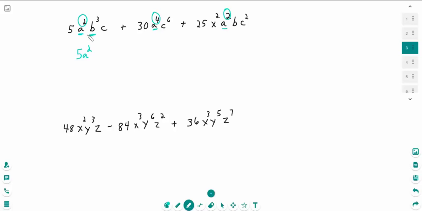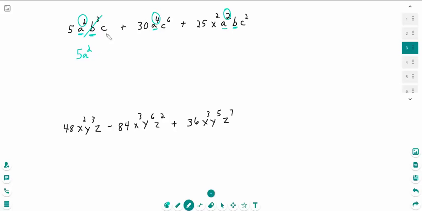B to the 3rd. This one doesn't have a b at all. So the b to the 3rd, he's a mismatch. Can't do anything with him. Don't write a b down here because b is not common to all three terms. It's common to this term, but it's not common to the 3rd term, and it has to be common to all three. All right? So we just get rid of him.